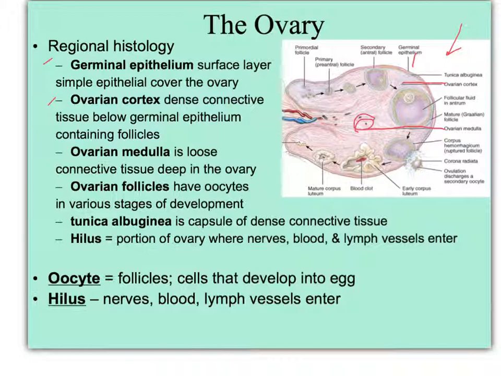So again, oocyte is the term that we usually use to refer to the cells that will possibly develop into an egg. And then the last part, histology of the ovary, is called the hilus, and it's not labeled right here, but it's right there. And that's where the blood vessels, our arteries and veins, our lymph vessels, our nerves, all make their way into the ovary.